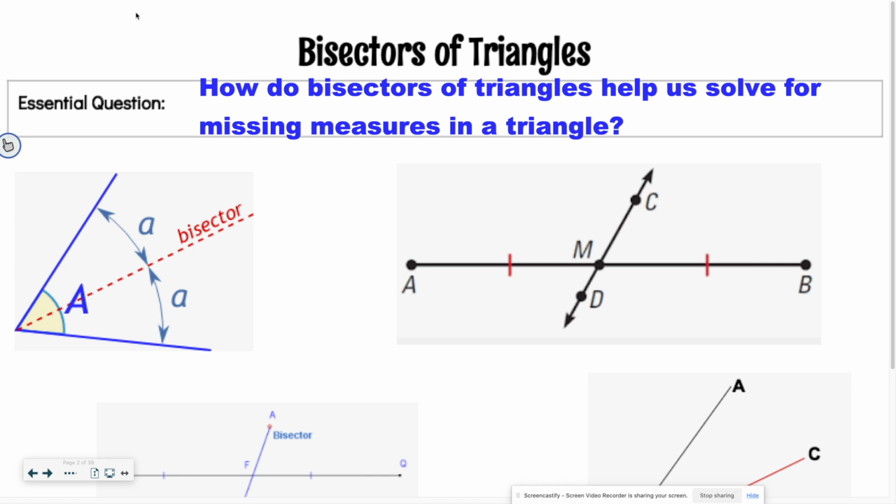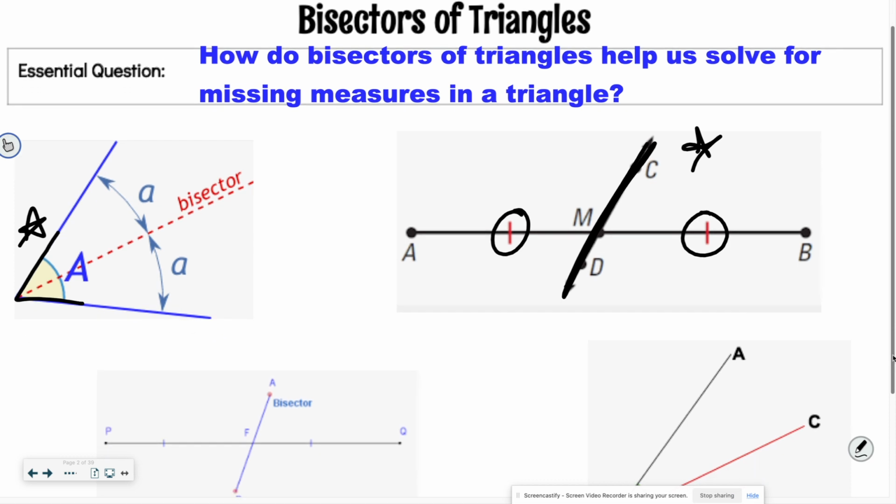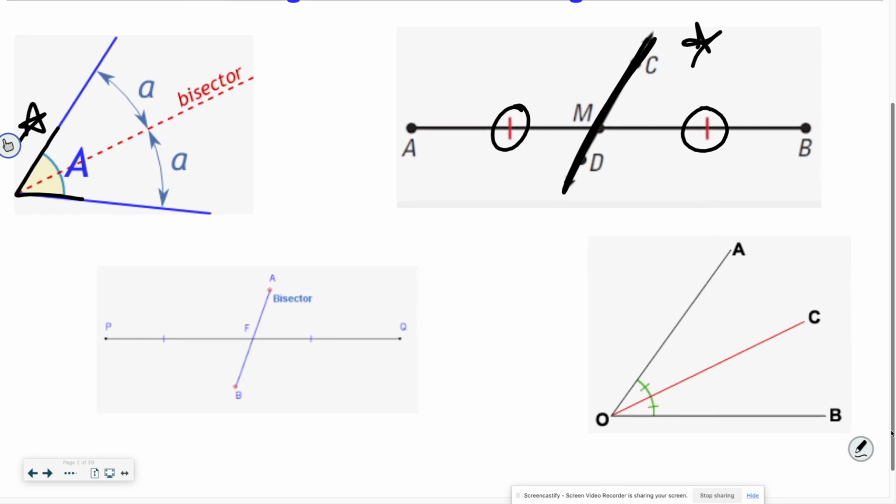If we just break this apart. Bisector, we know that means to cut something in half, and that can look in a variety of ways. So if we look right here, that's an angle bisector. That red dashed line's cutting this angle in half. And if we look at this picture over here, we see that this line, CD, is cutting segment AB in half, because of those tick marks. So that would be not a perpendicular bisector, just a bisector.